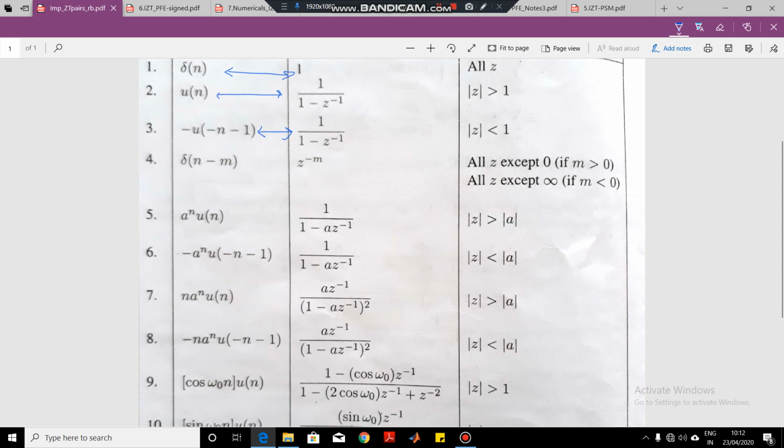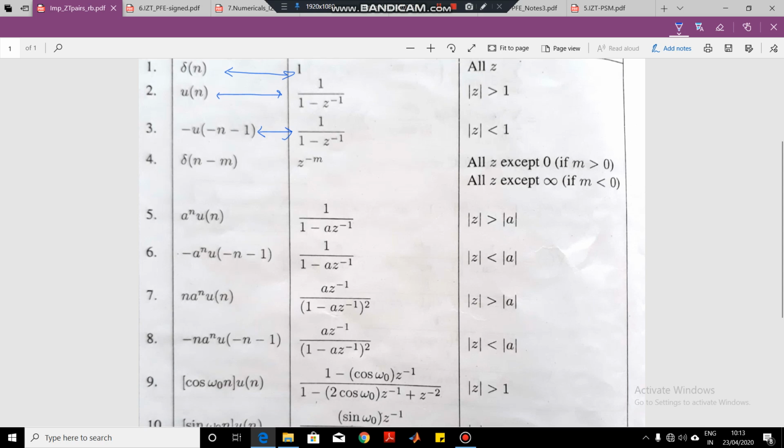Then this is the time shifting property. Since here it is del of n minus 1, it is z raised to minus 1. If it is del of n plus m, it will be z raised to m. This is what we call multiplication with an exponential. So a raised to n u of n, the z transform is 1 upon 1 minus a z raised to minus 1.